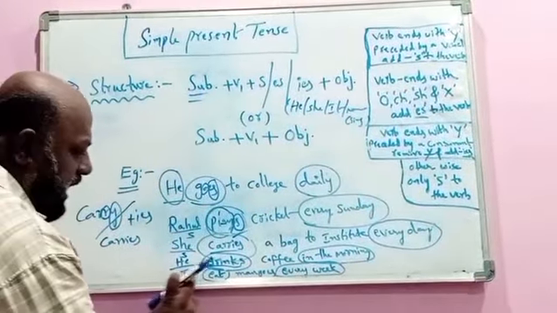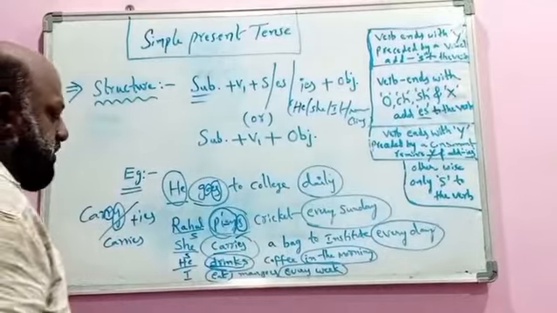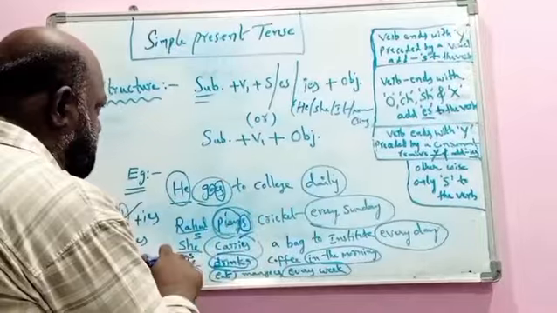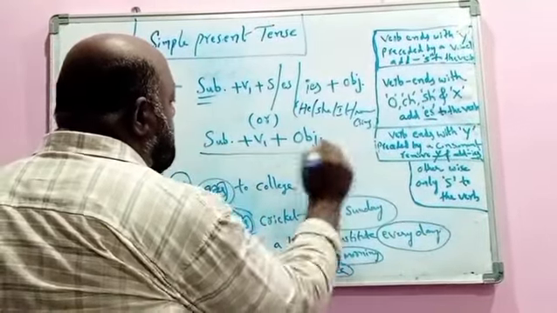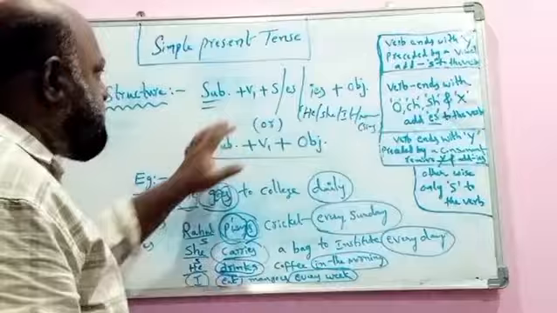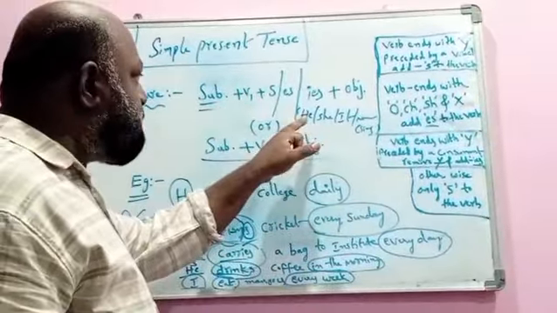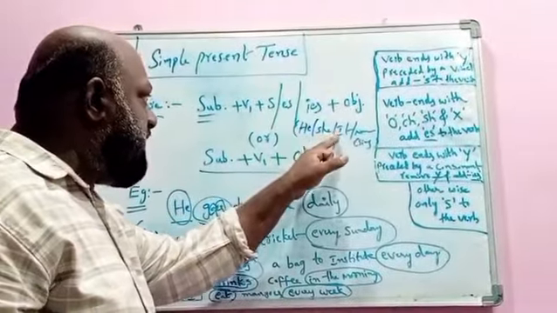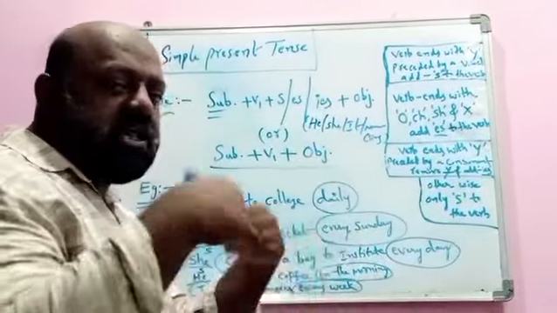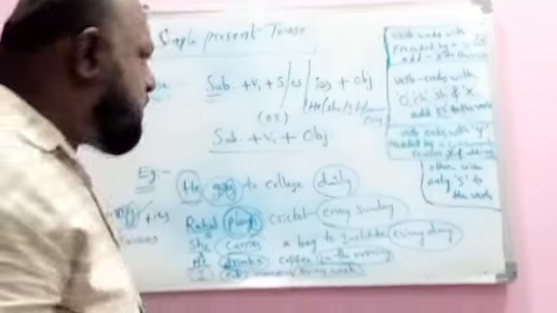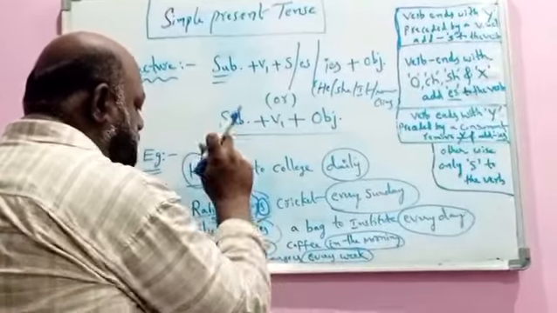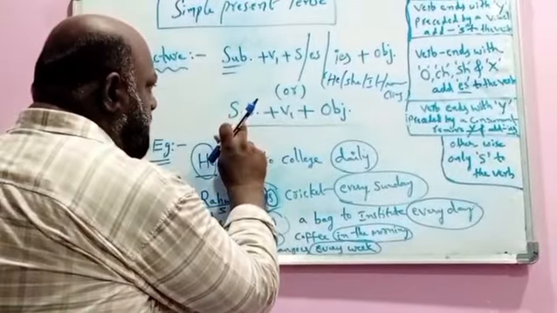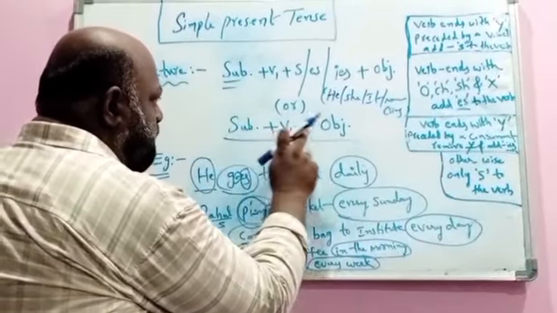Last sentence: I eat mangoes. In this sentence, the subject is I, which means first person singular. For the first person singular, we have to use the second structure instead of the first structure. The first structure is only used when the subject is in third person singular number, like he, she, it, or a noun in singular. For other persons, we have to use the second structure. So here I is the first person, so we have to use the second structure. What is the second structure? Subject plus V1 plus object.